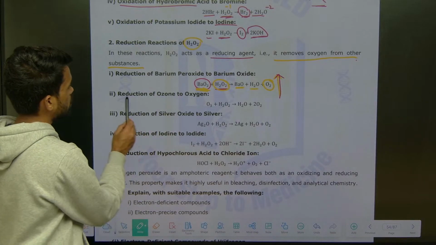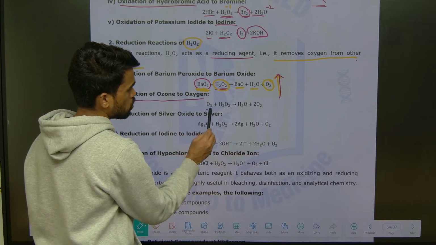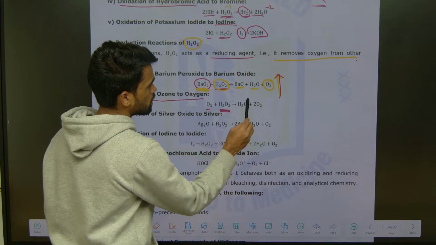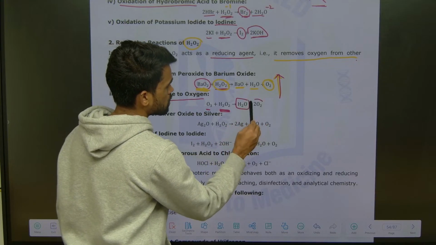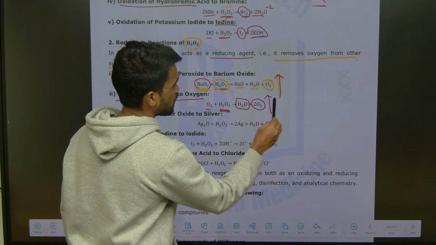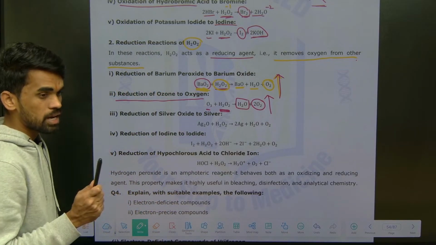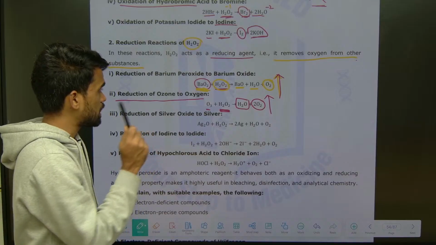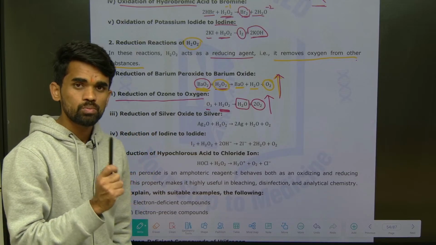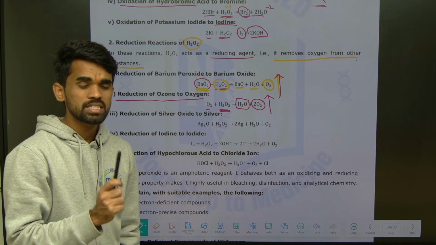What gas is released? Oxygen gas is released. Look here, reduction of ozone to oxygen. So O3 plus H2O2 giving H2O plus 2O2. Oxygen gas is released, right? So guys, you need to mention all these reactions in your exam exactly like this to get good marks. Do not skip anything.